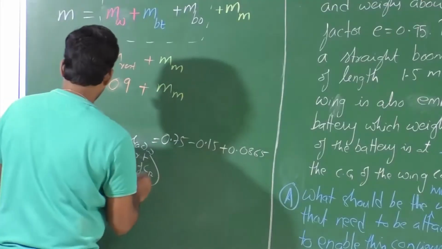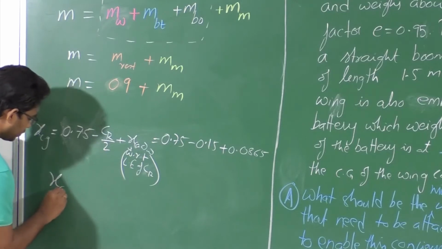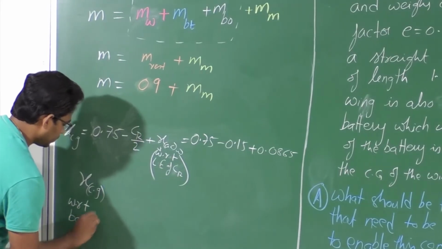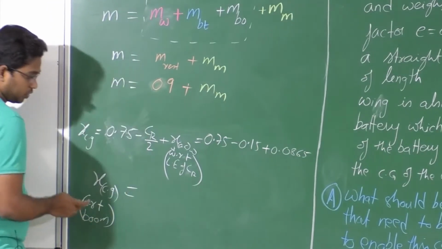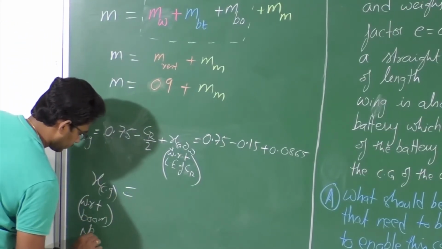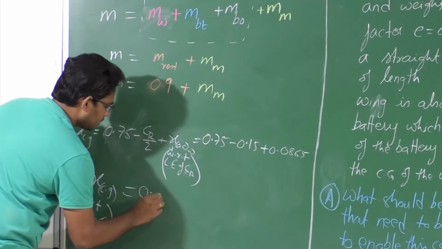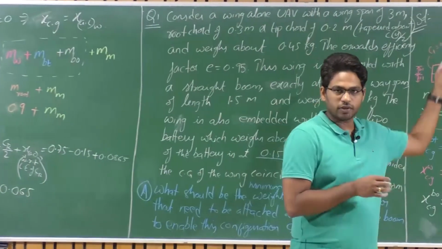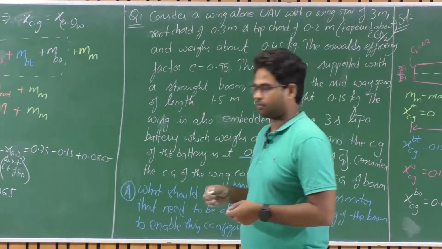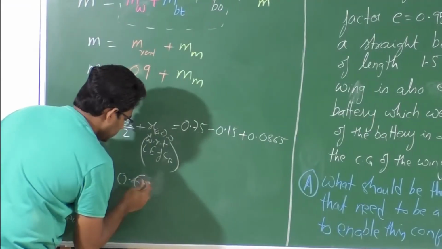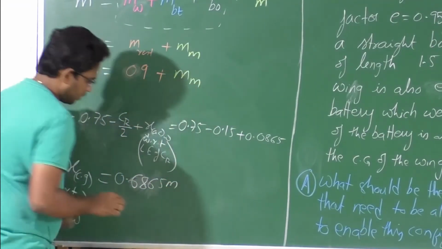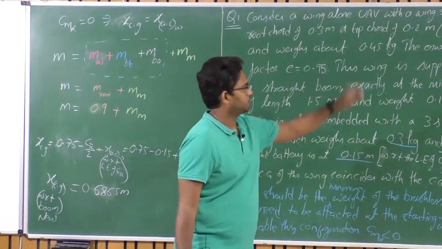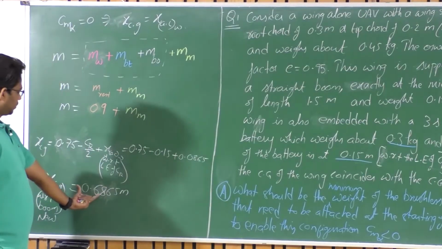0.0865. So this equals the new CG with respect to the boom. The new CG has to be at 0.6865 meters, which is nothing but the location of the aerodynamic center of the wing with respect to the leading edge of the boom, or the starting point of the boom. So it is about 68 centimeters from the starting of the boom. This is the new XCG.